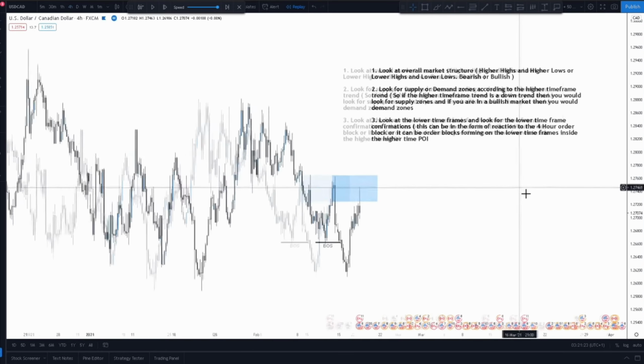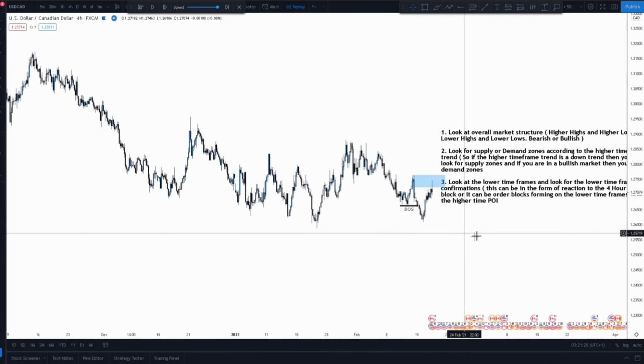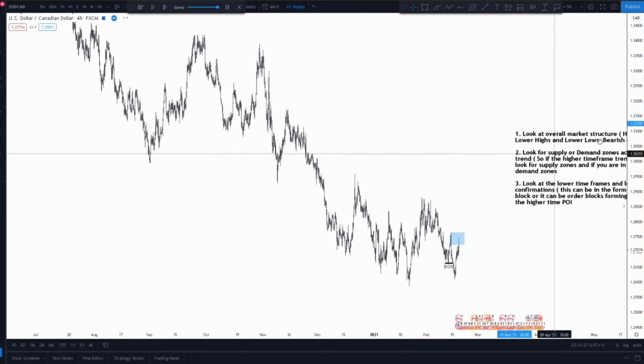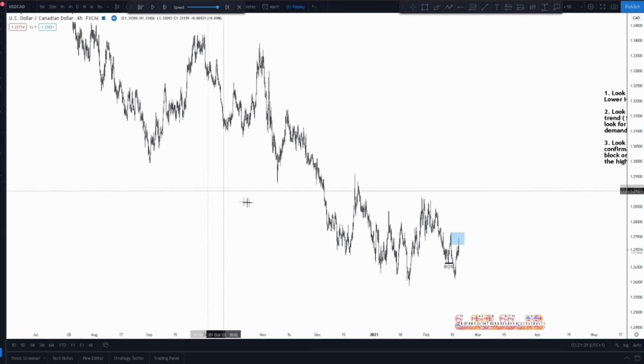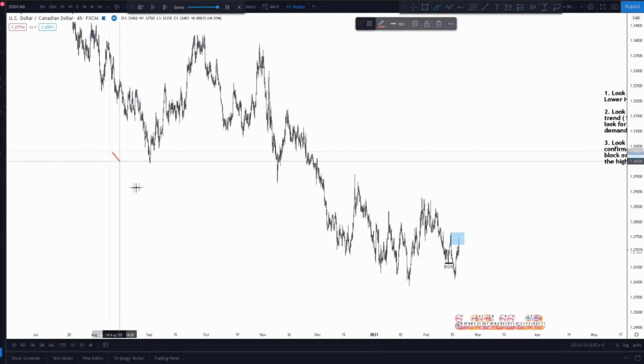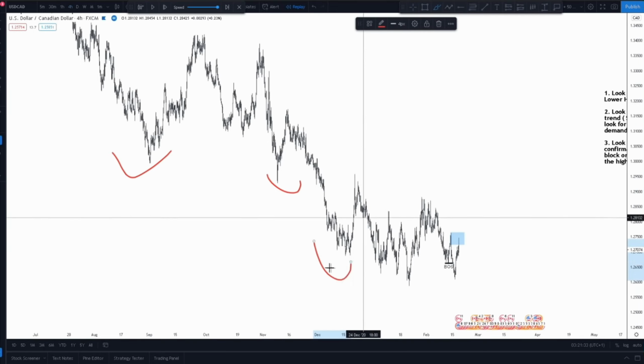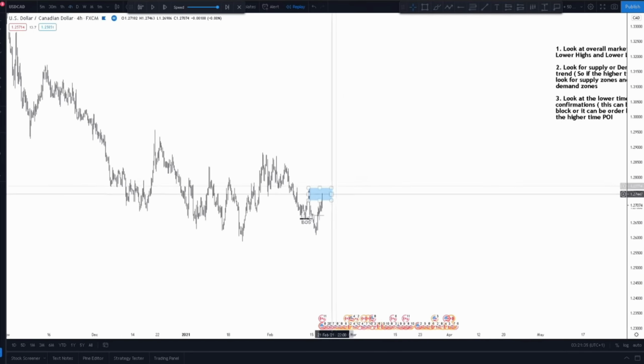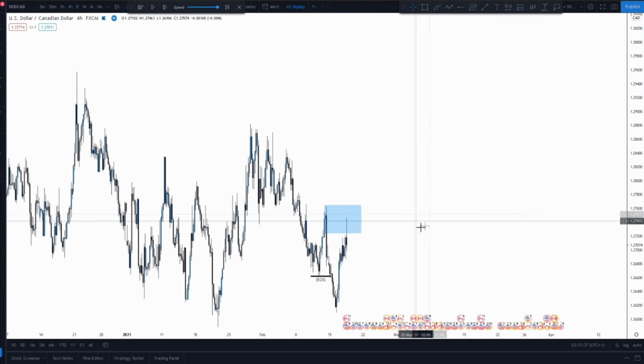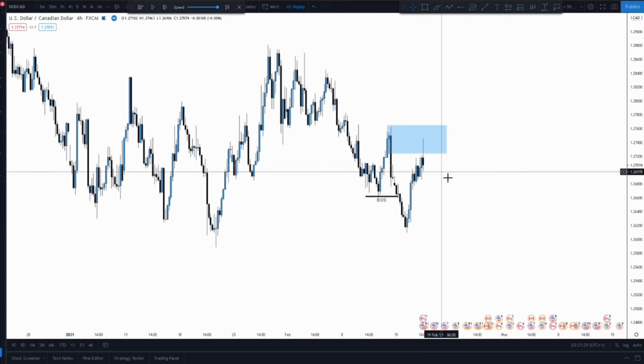What do I mean by that? I mean, if you are looking at a bearish market, in this case we have a clearly bearish market, right, forming lower lows and lower highs. So low, another lower low, another lower low, so on and so forth, right? You want to only be looking for supply zones. So supply zones such as these to take the market even lower, right?